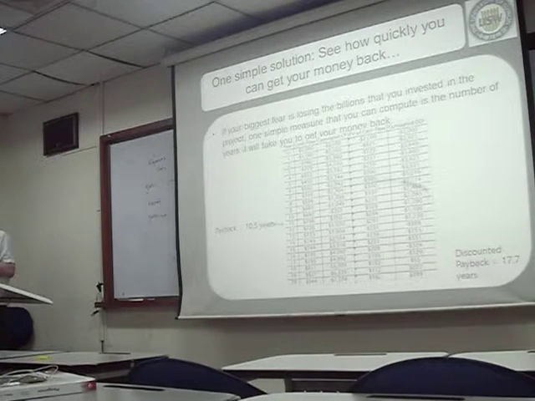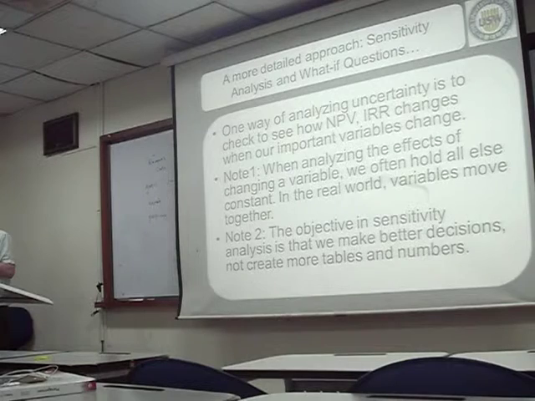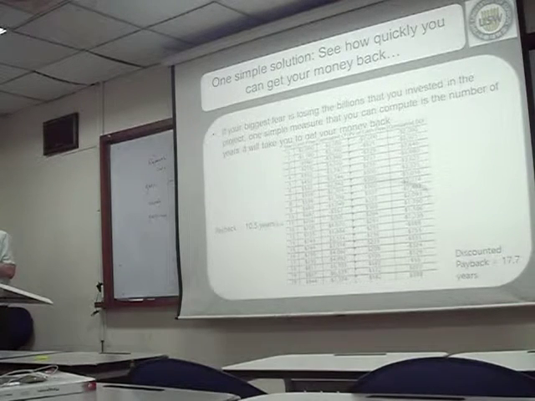We talked about payback. Payback is one way of dealing with uncertainty, right? So we say, well, look, we can get our money back after 10.5 years, we think. The theme park is going to run for 30 years, so it should be okay. We should at least get our money back. Do you understand? Well, the discounted payback is 17.7 years here for Disney.